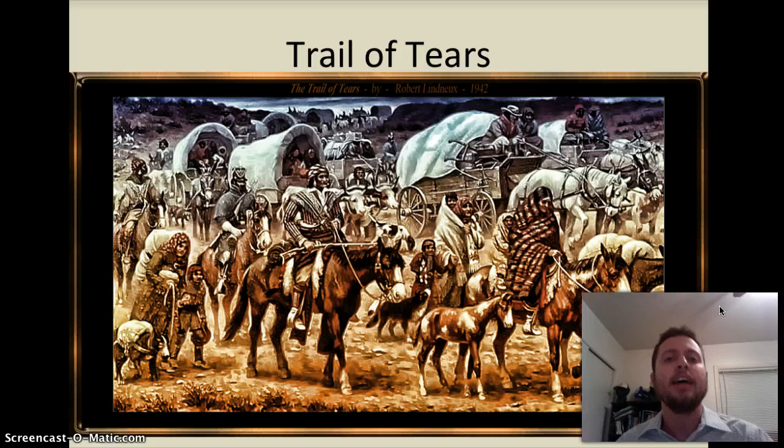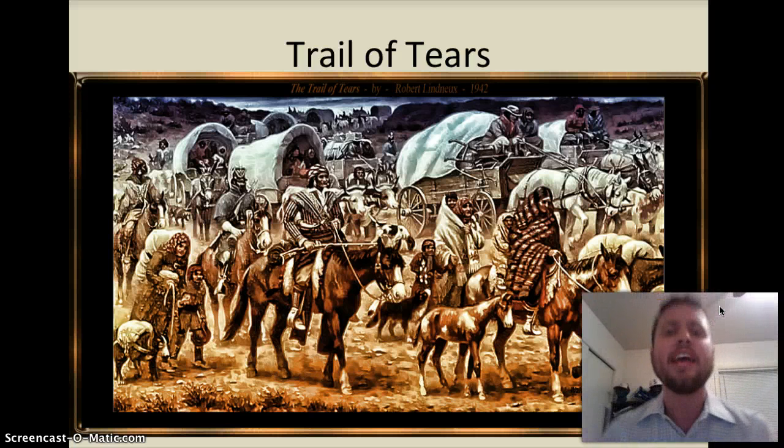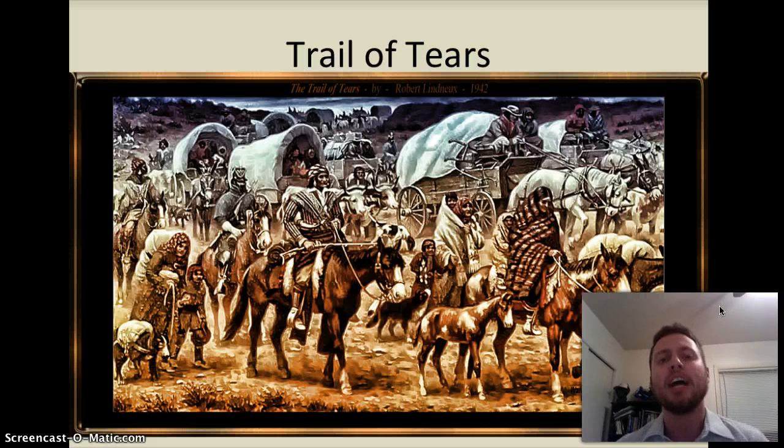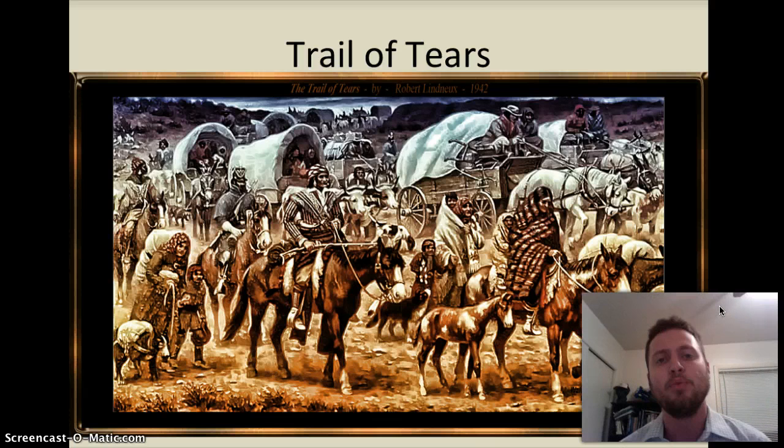Trail of Tears. Trail of Tears starts to happen during Andrew Jackson's presidency. It deals with the Cherokee. The Cherokee Indians were located in Georgia. They held on to their land. Andrew Jackson wanted to give the common man more land. So he supported the Indian Removal Act, which removed Native Americans from Georgia to Oklahoma. Then it was called Indian Territory.